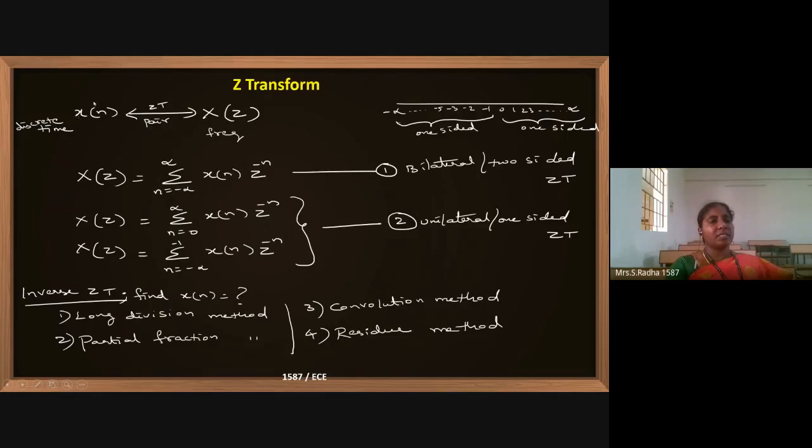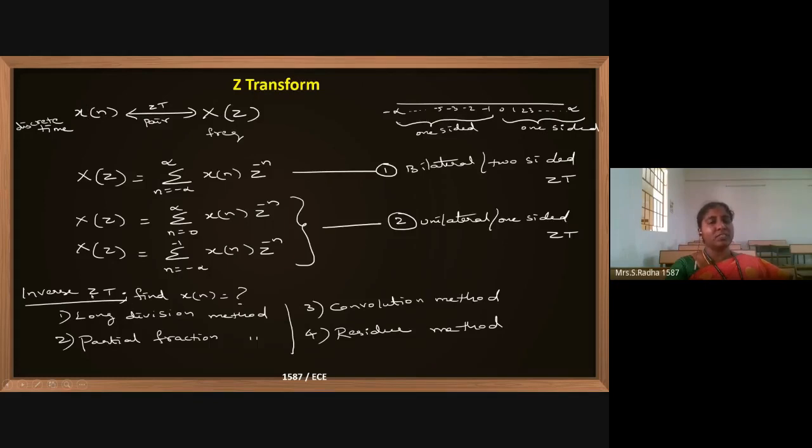We can apply Z transform only for discrete time signal. X of t, we cannot apply Z transform. Only x of n can be applied with Z transform. If you have x of t, you can apply only Laplace transform or continuous time Fourier transform, CTFT. For Z transform, we need x of n, and the frequency domain representation is x of z.